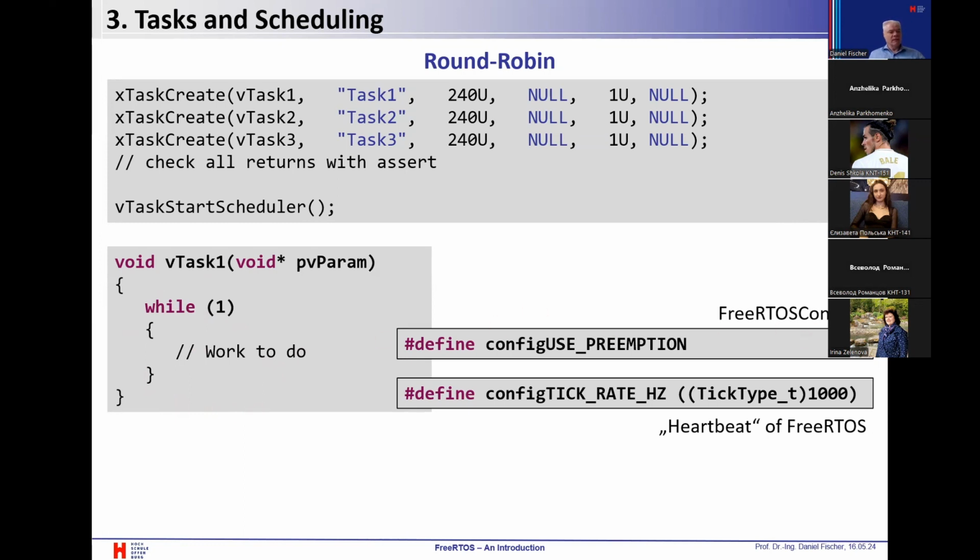Okay, there are some switches or configurations in FreeRTOS config, which are useful for this example. Here you can see the heartbeat.